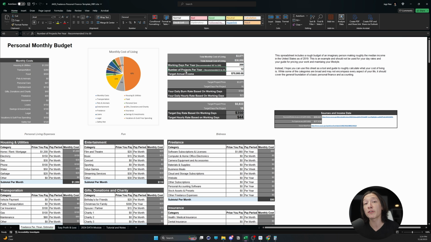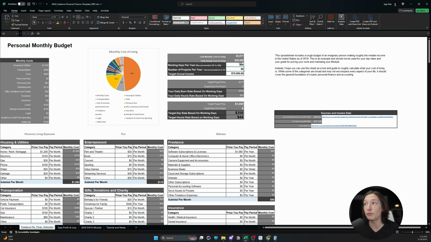I also have the number of projects per year. How many projects do you think you'll do? And that really just depends on how big your project is. I put in 12 because that turns out to be one project per month. That sounds nice. I could do 52, one project per week. Or instead, I could set the number of projects to 50 because let's say we want to take off 2 weeks around the end of December.